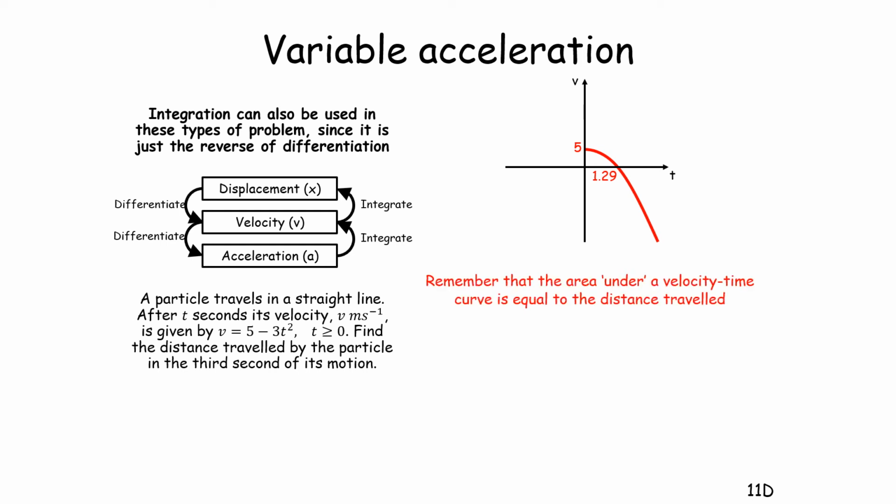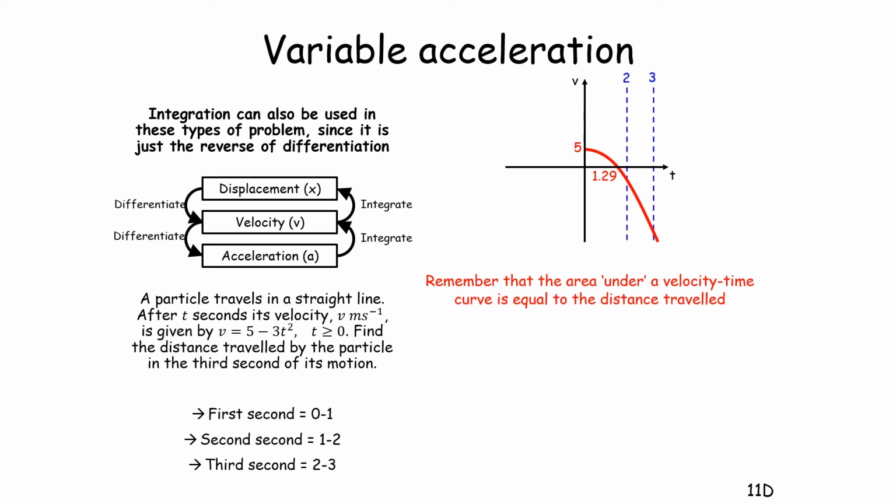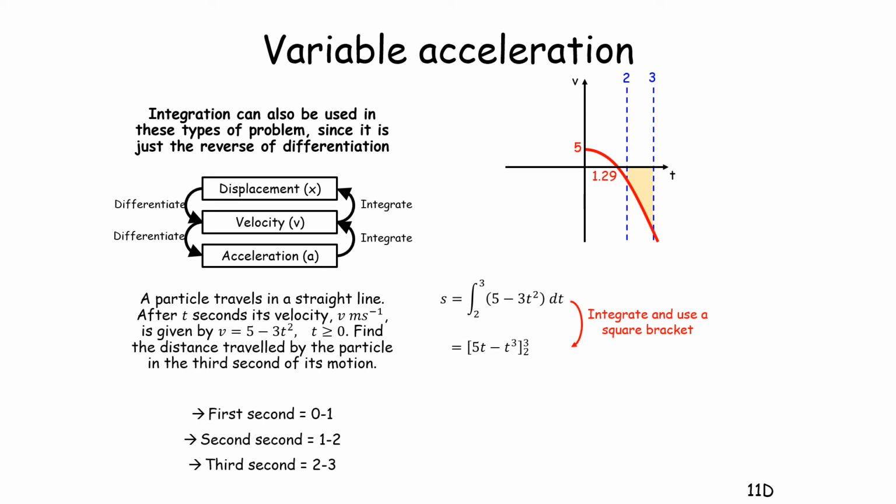So remember, the area under a velocity-time graph is equal to the distance traveled. So the first second is between 0 and 1, the second second between 1 and 2, and the third second between 2 and 3. So we can work out this area here, and you simply integrate between your limits 3 and 2. Once we integrate this, make sure you put your limits in as a definite integral.